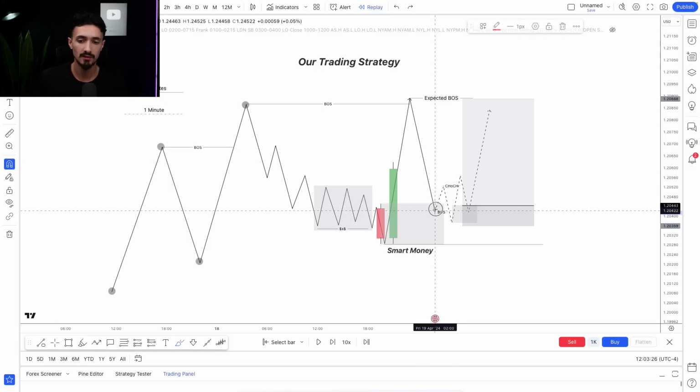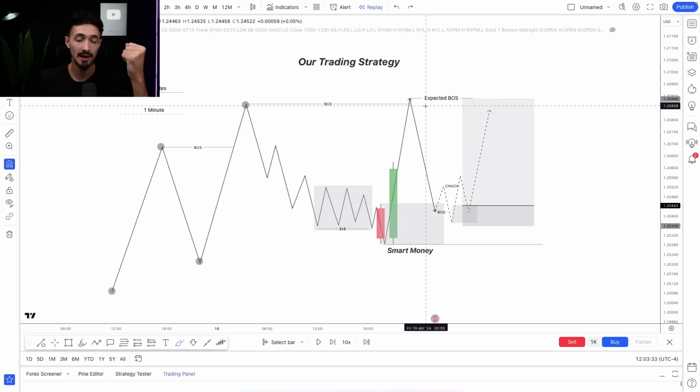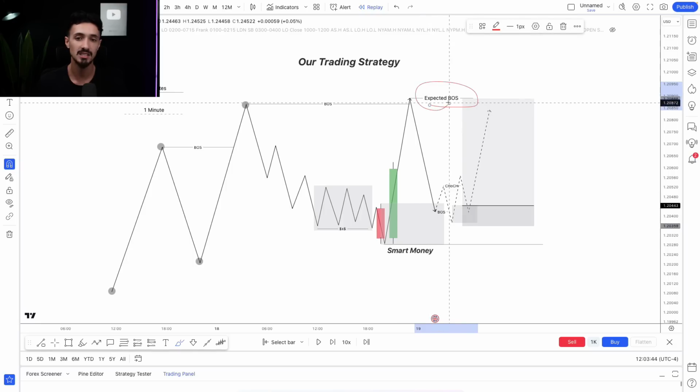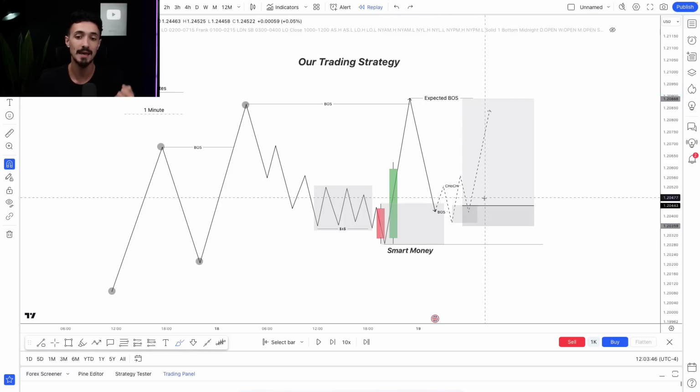So when we get this break of structure bearish on the 1 minute, then we get a change of character. Now what we have is the 1 minute time frame has just aligned itself with the higher time frame. So we have a bullish 30 minute and a bullish 1 minute, and now we're ready to go and target this next expected break of structure. And it's the same schematic.